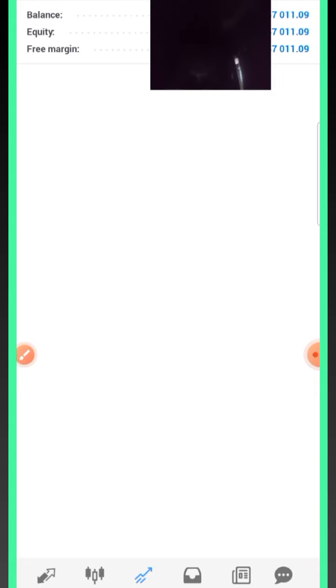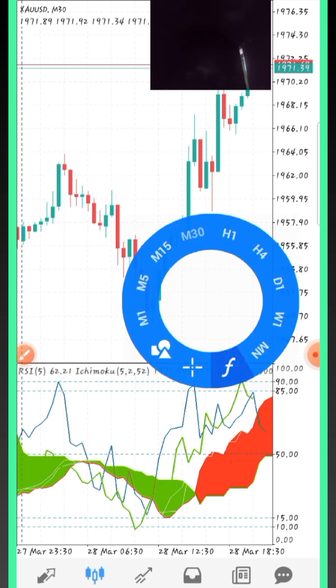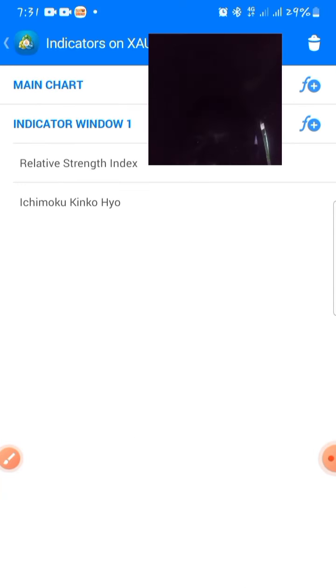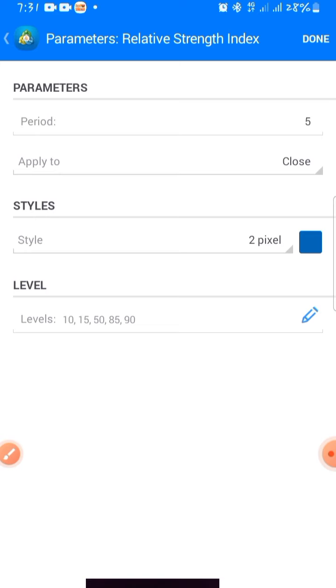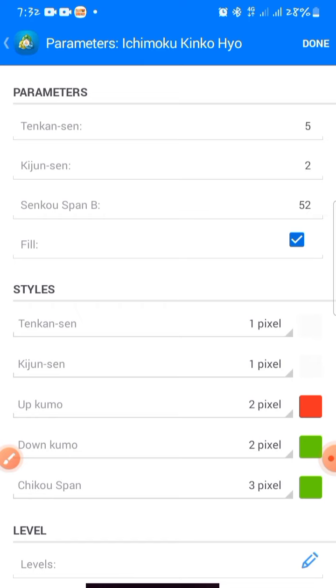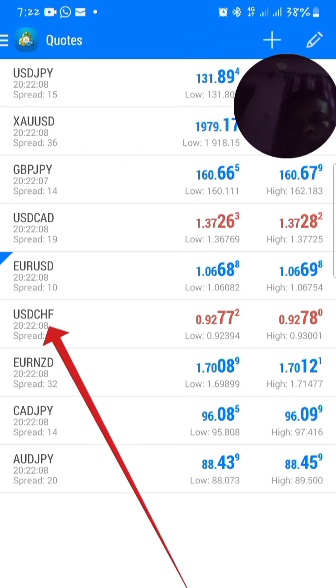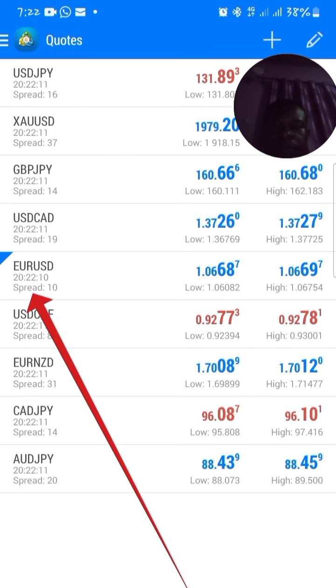Now let's go back to the indicator. The indicator still remains the same: RSI, which is relative strength index, and Ichimoku. This is the RSI setting. You can see it right there, and then the Ichimoku setting. All right, so this is just the setup I use for my trading. The live trade in my previous video was on EURUSD. You can see the currency pair up there.